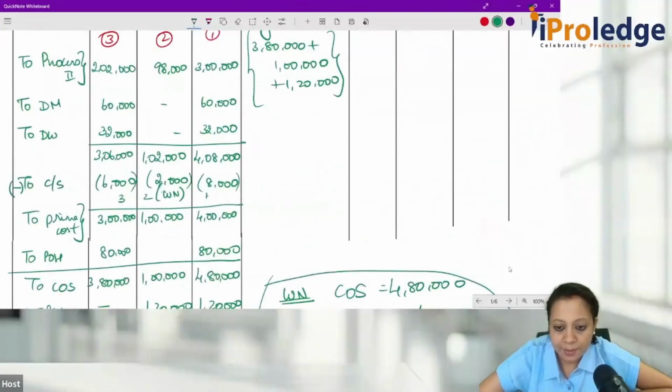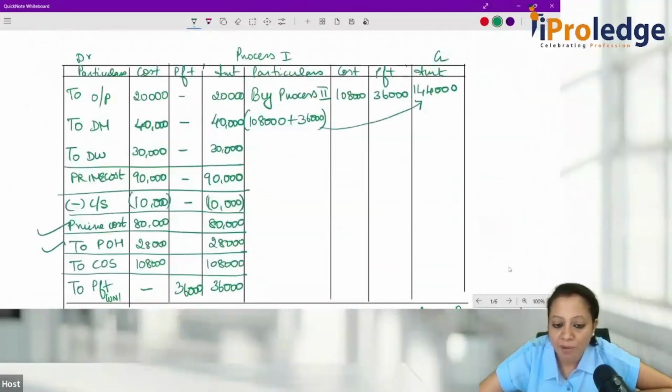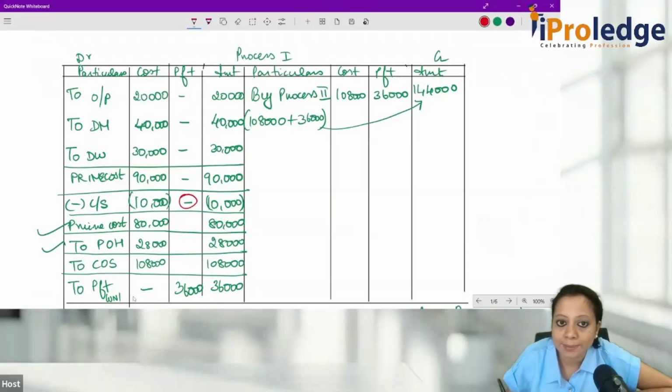So now, what is the question? The question is asking what is the amount of provision to be created? I already told you the profits in the closing stock. Only for that are we going to create provision. So for the first process, it is nil.